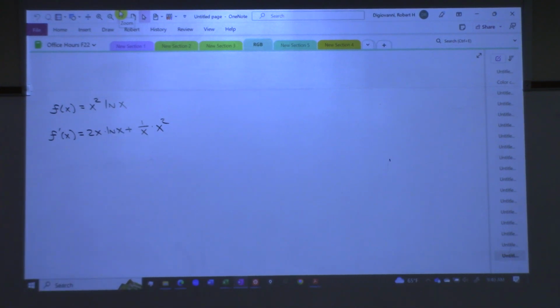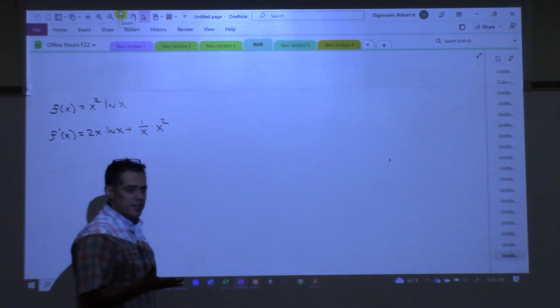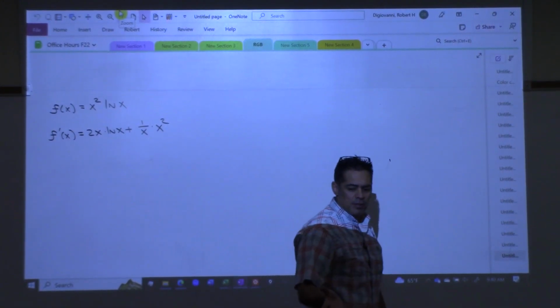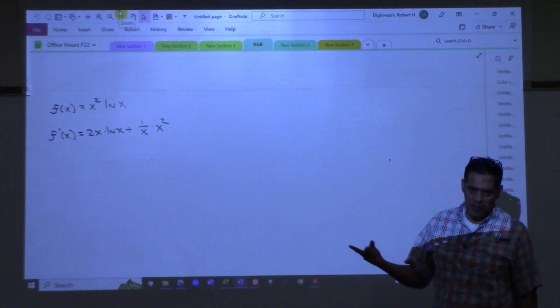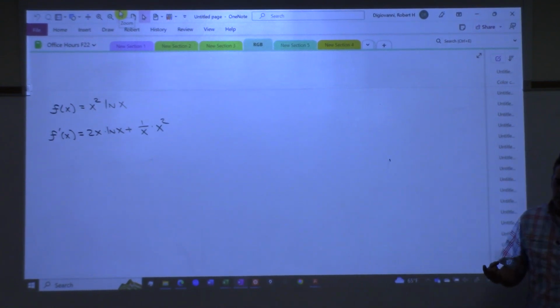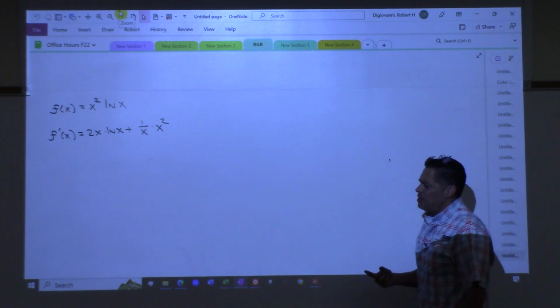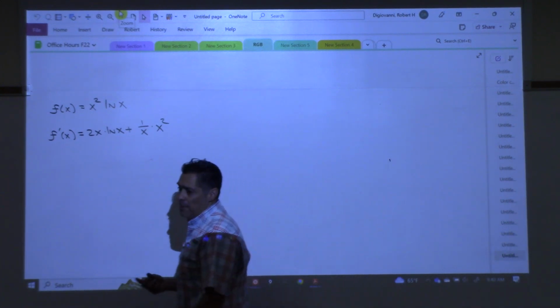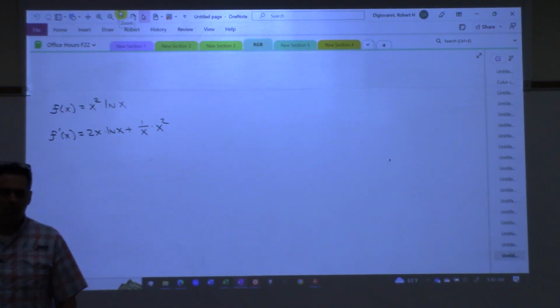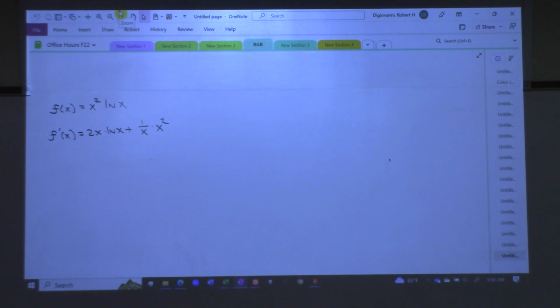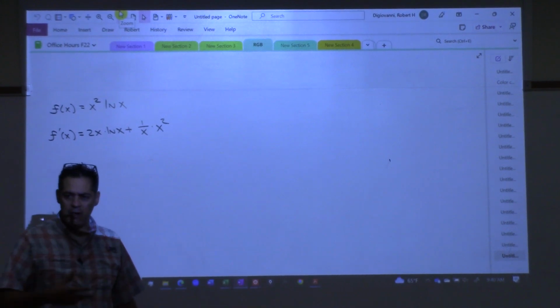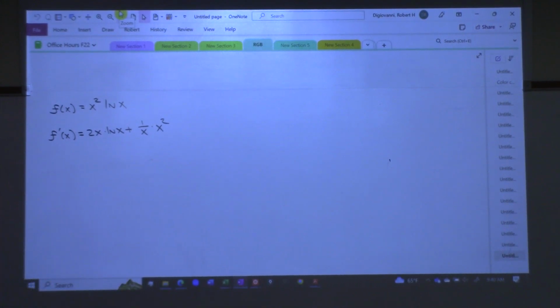Actually, I was pretty happy about the class's performance on derivatives on this test. The things that most people struggled with were word problems, as expected, and also some of the stuff with limits, L'Hopital's rule, things like that. But as far as derivatives are concerned, I feel like a lot of you are really getting the whole idea of product rule, quotient rule, chain rule down, which is good.